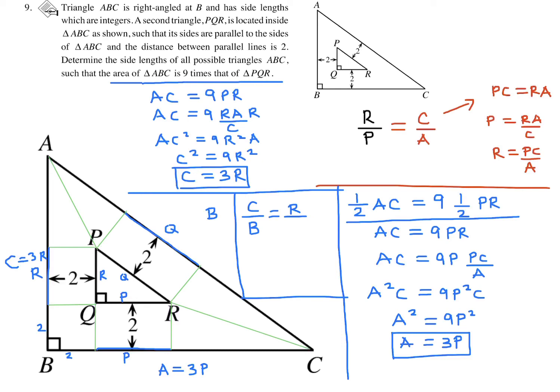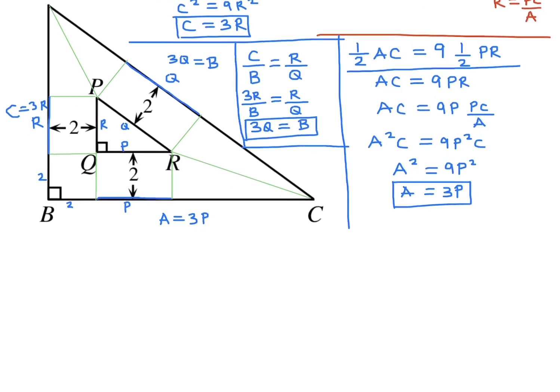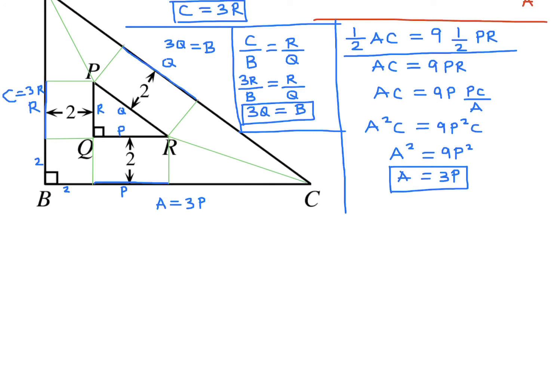So R over Q. And therefore, because C is equal to 3R, we can substitute that in. And we get 3R over B is equal to R over Q. The R's cancel and you're just left with 3Q, if you cross multiply, is equal to B. So there you go. B is equal to 3Q. And that is going to help us move forward. So now let's move this up a bit. Here we go. We need a little bit more space.